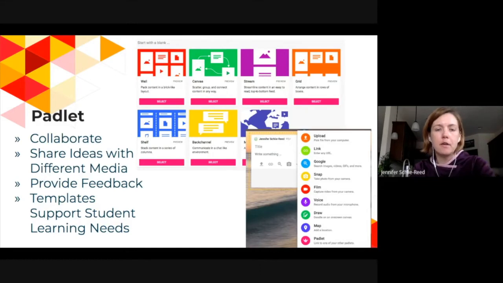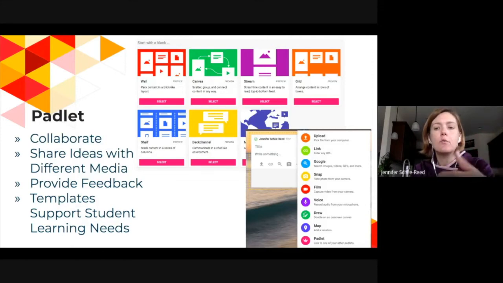When you're looking at the picture on the screen, the shelf option, which is the blue option, is really nice to guide our learners. If you want to have a very guided setup, where you want things to be put, you can actually label each of the shelves, and it helps students know where to fill in. If you want a more free-flowing wall, that would be the top left option. But you even have a canvas where you can make more of a mind map and things like that.